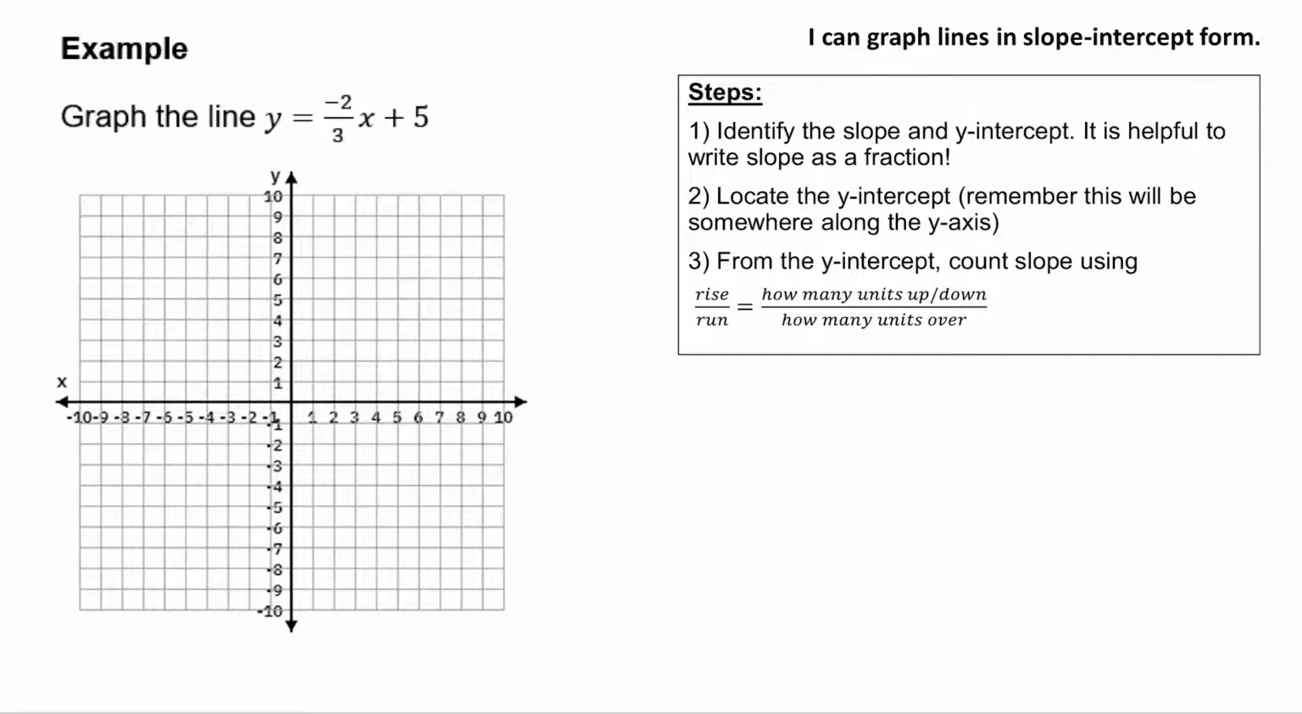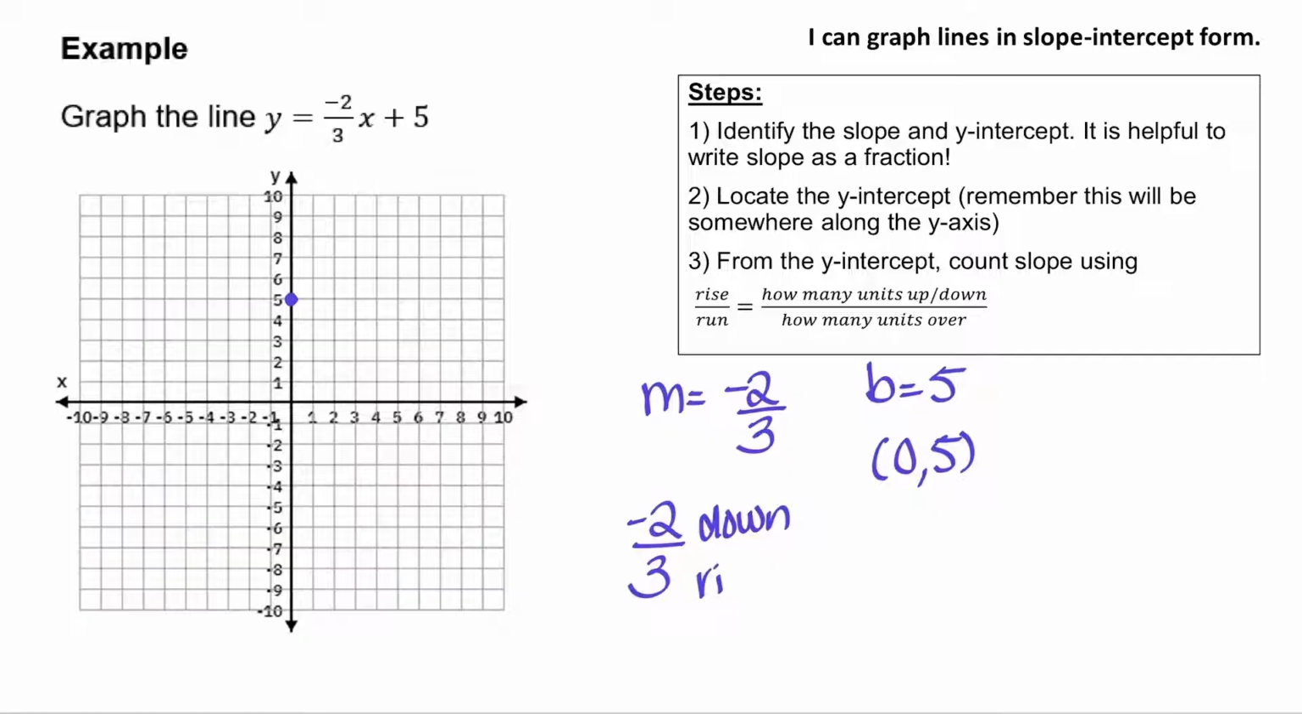So now let's try graphing the line y equals negative 2/3 x plus 5. So I'm going to identify the values of m, which is negative 2/3, and the value of b, which is 5. b equals 5 means that I have my y-intercept at (0, 5). So I'm going to put my first point there. Negative 2/3 means that I count down 2, right 3. So I go down 1, 2, and then I count right 1, 2, 3 to get my second point right here. Now I need to connect these 2 points to create the graph of my line. Now I'm done.